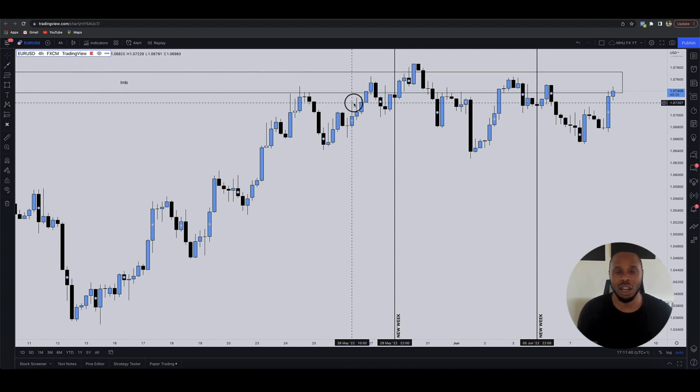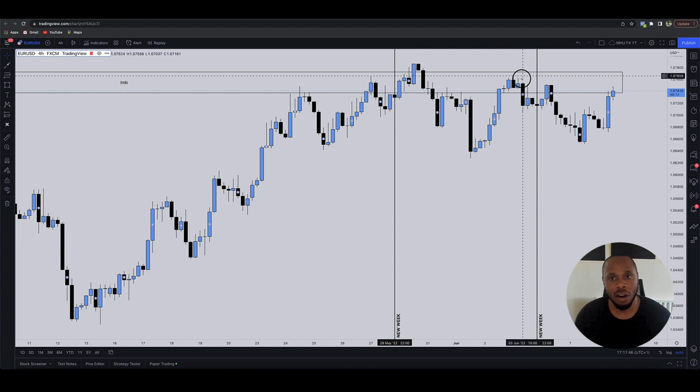You've seen the same thing happen in the larger time frames. You're seeing it happening here. So after price trades into this, this is now where I want to see price trade beneath this low.